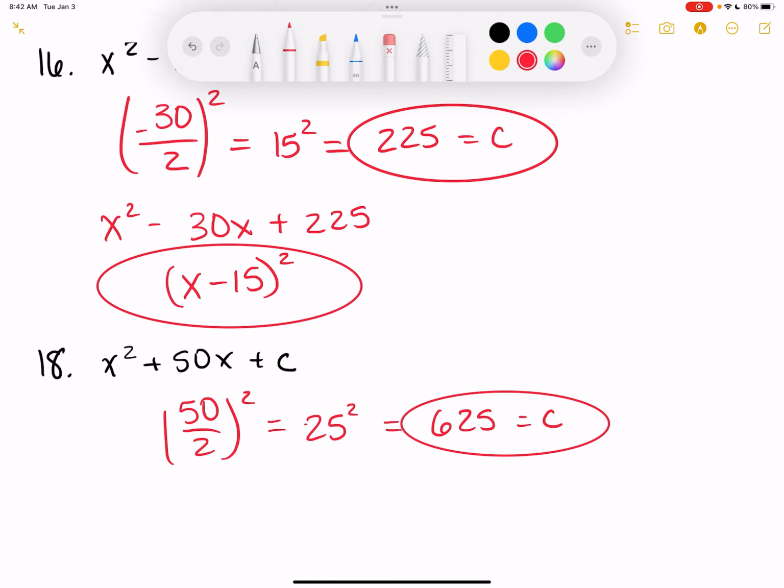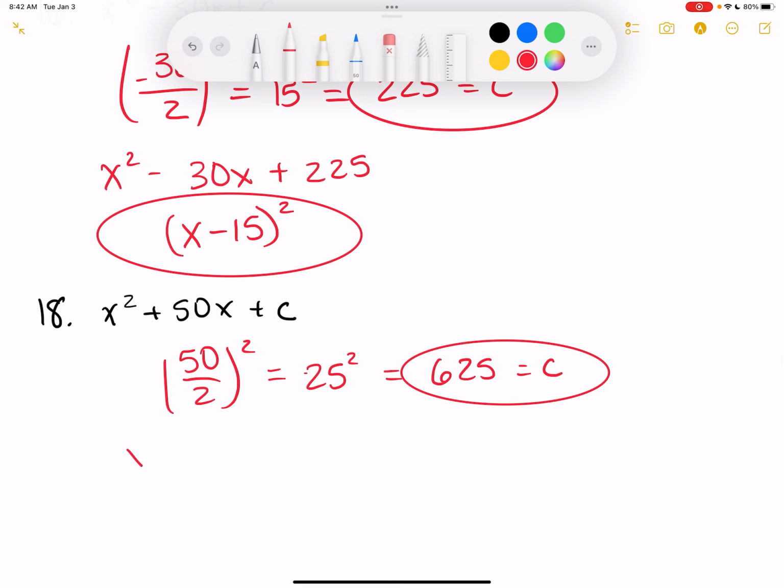Anyways, all right. So then square of a binomial. So we have x squared plus 50x plus, if I can get it right this time, 625. So then what is the square of my binomial? X plus 25 squared. Yep. So that part's not too bad, right?